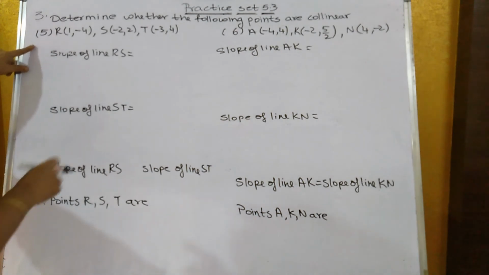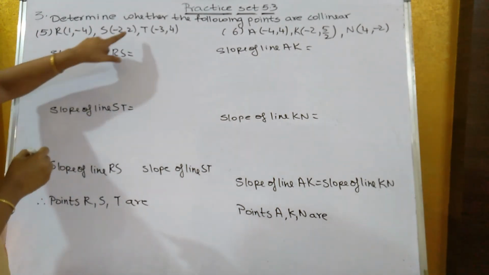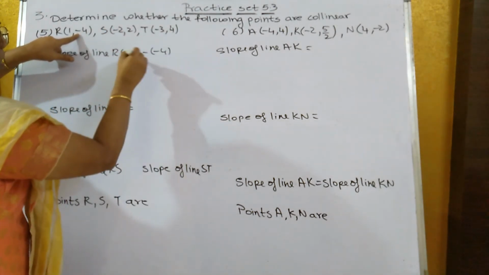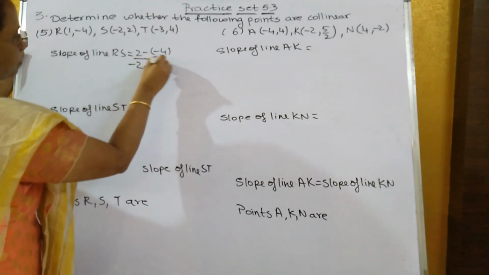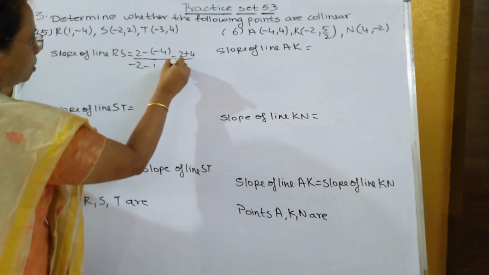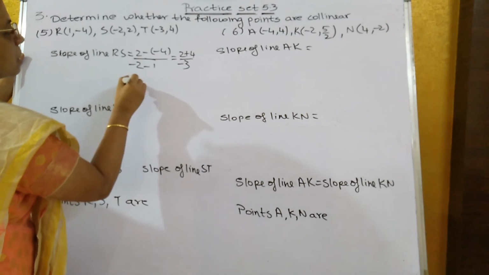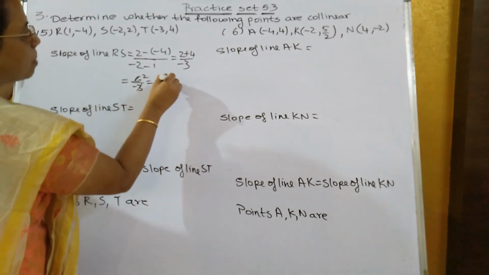Now fifth sum, slope of line RS is what? 2 minus 2 minus into minus 4 upon minus 2 minus 1. So that's equal to 2 plus 4 upon minus 3. So that is equal to how much? 6 upon minus 3. That's equal to minus 2.